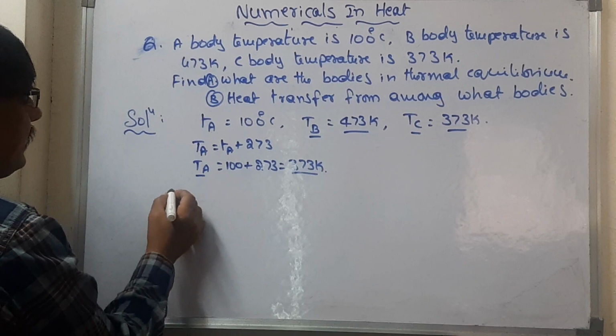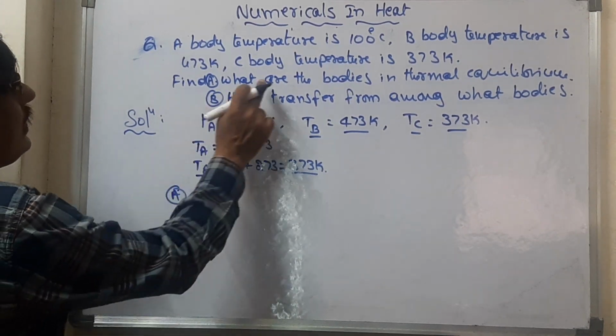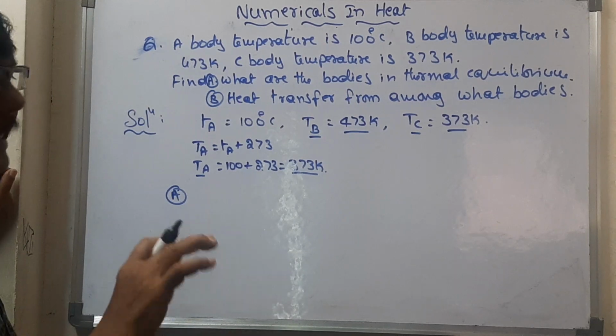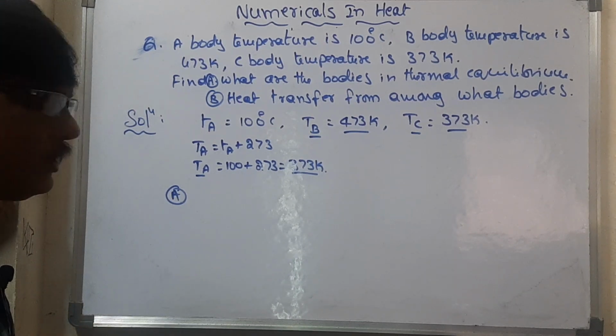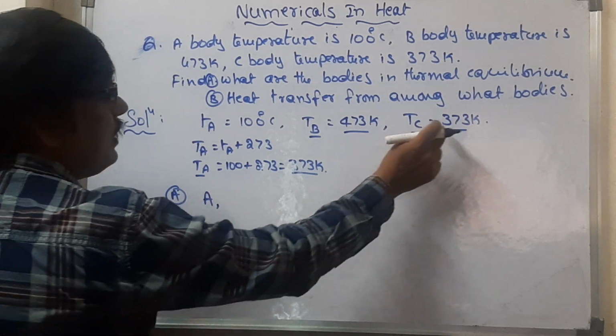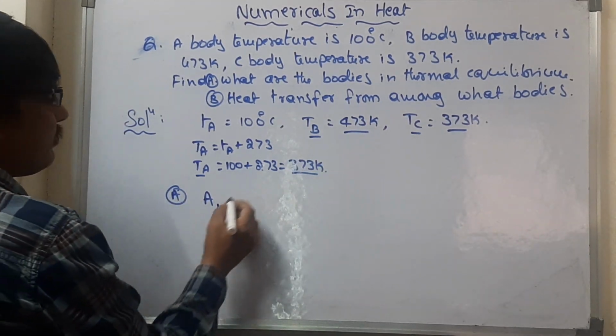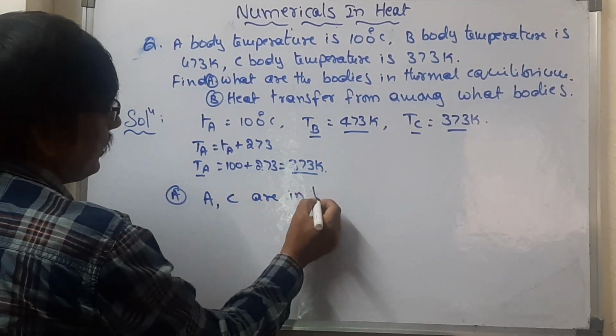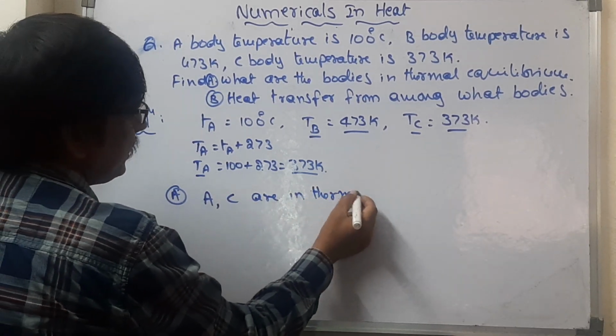Now let's take the first question. What are the bodies in thermal equilibrium, which are having equal temperature? A body has 373, as well as the C body has the same temperature. So A and C are in thermal equilibrium.